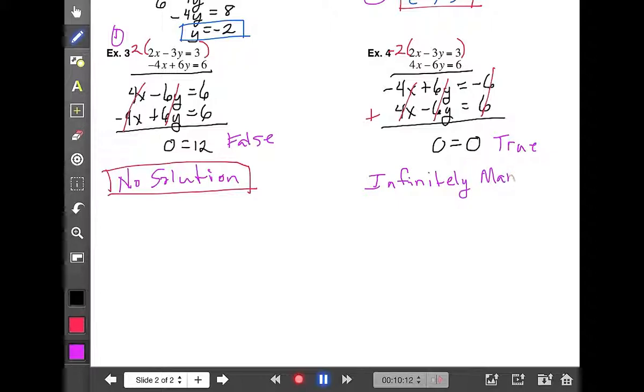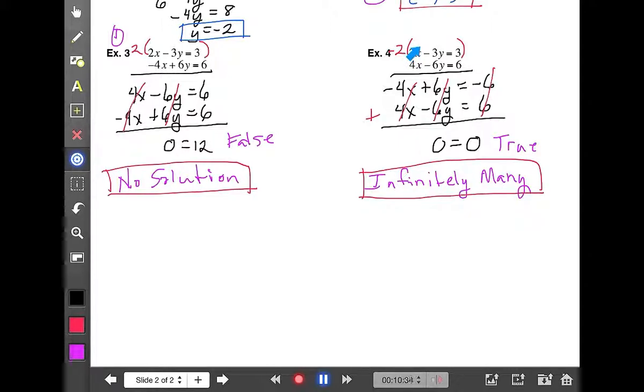Now they might ask you for a particular solution. What kind of lines would these be? Coinciding, same line. So if they ask you for a solution, I personally, if I'm given a choice, I would let x equal 0. Because if x were 0, that makes that go away, and then what would y be?